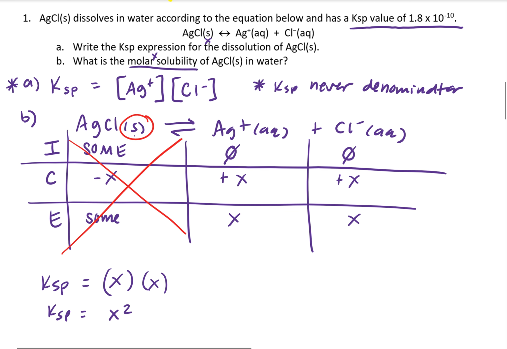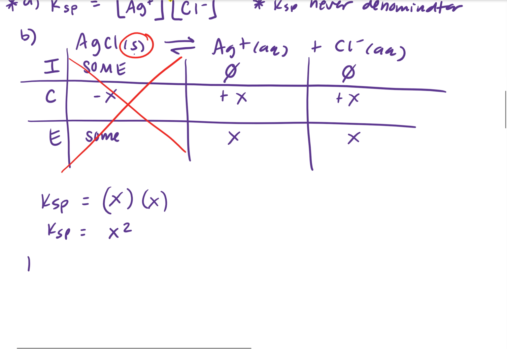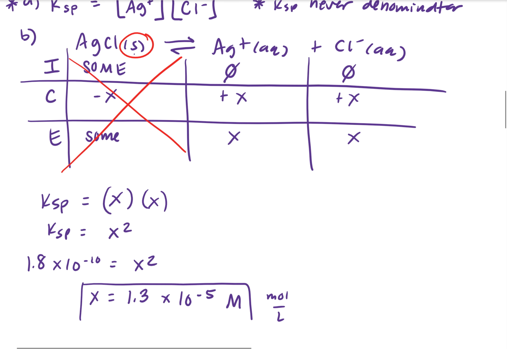And they gave us the Ksp value. It is 1.8 times 10 to the negative 10. Set that equal to X squared and solve for X. X equals 1.3 times 10 to the negative 5 molar, or you can write that as moles per liter. That is your molar solubility. It tells you how many moles of silver chloride are dissolving for every 1 liter of water.